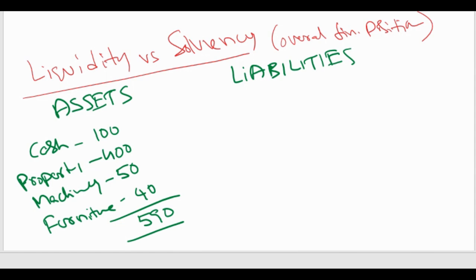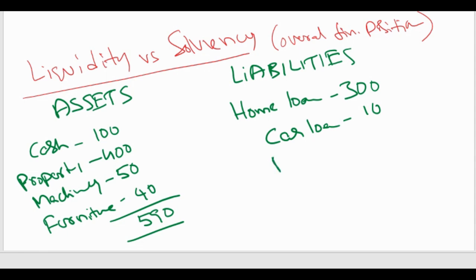Now let us see liabilities. You have, let's say, a home loan of 300 million, and you have a car loan of let's say 10 million, very big car, huh? Then let's say you have some personal loan of 20 million, right? So what is the total? 330.